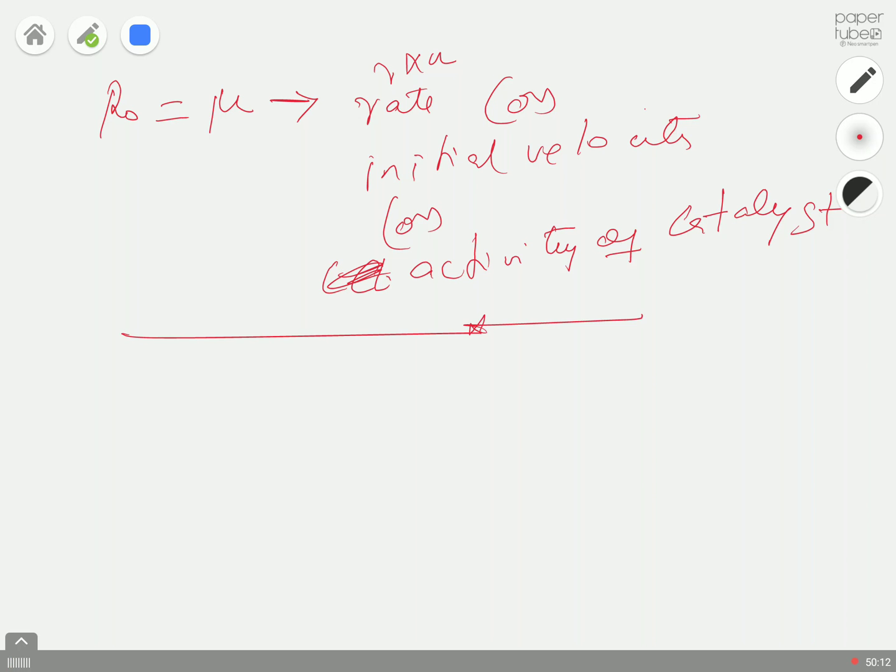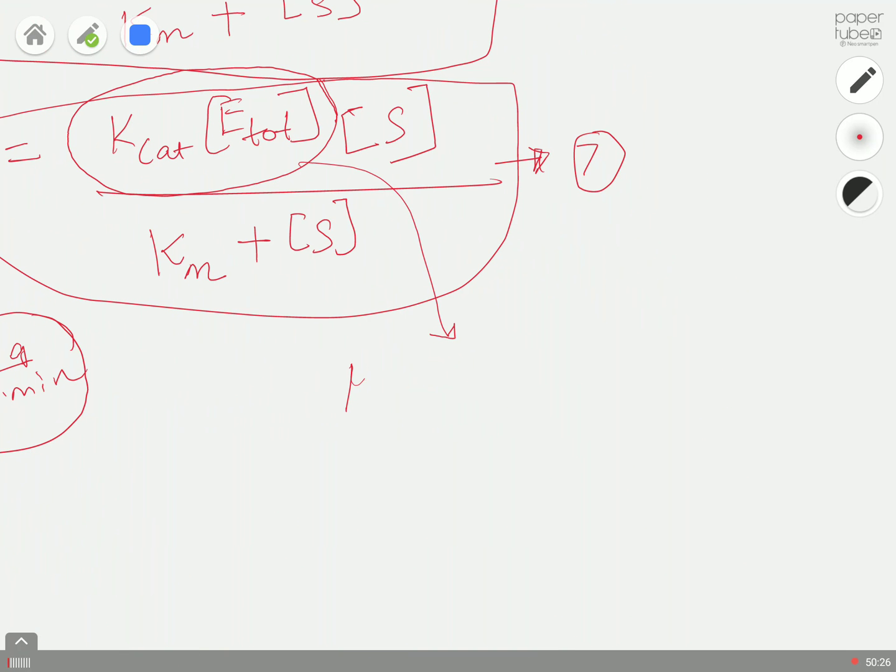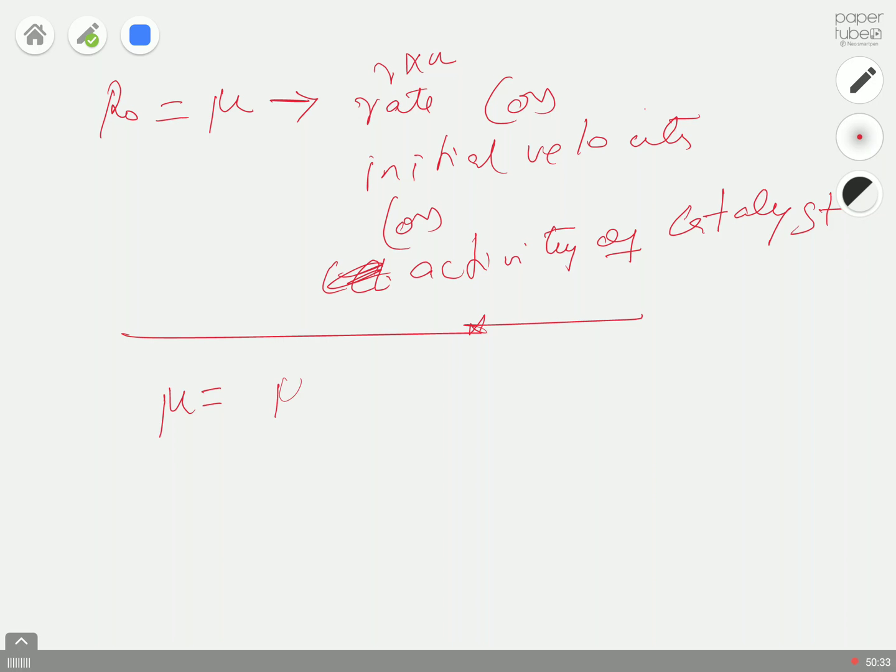So all mean the same, yeah? And then you can simplify this equation 7. So you can rewrite equation 7. So this K catalyst multiplied by total enzyme concentration, that's something we call mu max. So just rewrite that equation: mu max multiplied by your substrate concentration, divided by Km plus your substrate concentration.